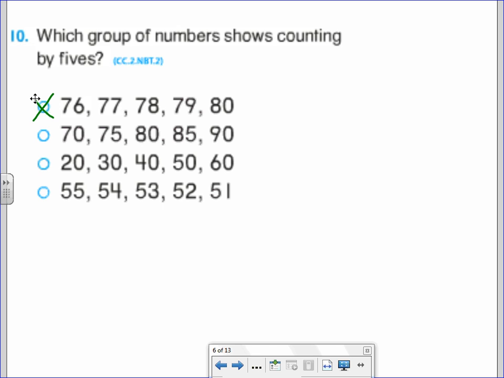Let's check out our other choices just to make sure. We have 20, 30, 40, 50, 60. What am I skip counting by there? Tens. And here we have 55, 54, 53, 52, 51. I'm counting back by ones. Great. So these are not correct. We know the second choice is the one. 70, 75, 80, 85, 90.